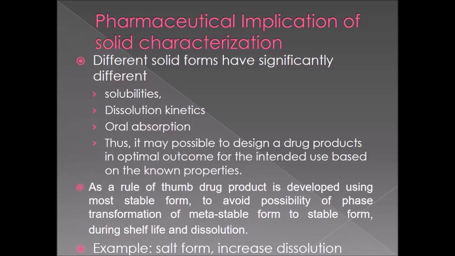As a rule of thumb, the drug product is developed using the most stable form. As I mentioned before with paracetamol, even though form 2 is better for compressibility, form 1 is used on the commercial scale because of its superior stability. This is to avoid the possibility of phase transformation of the metastable form to the stable form as a result of polymorphism.